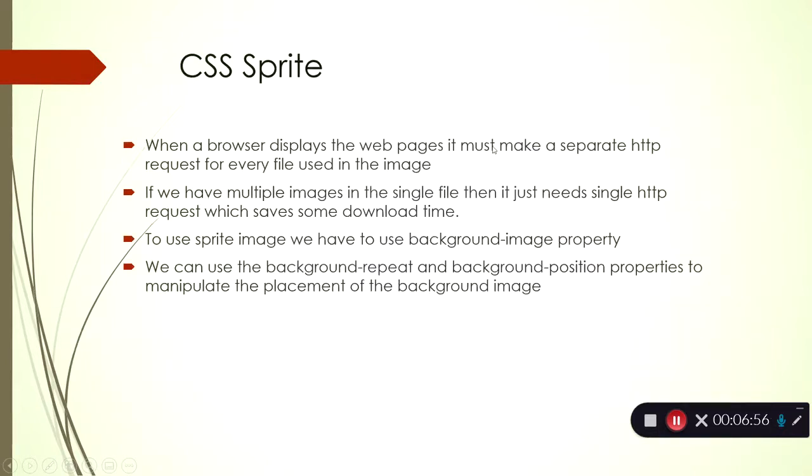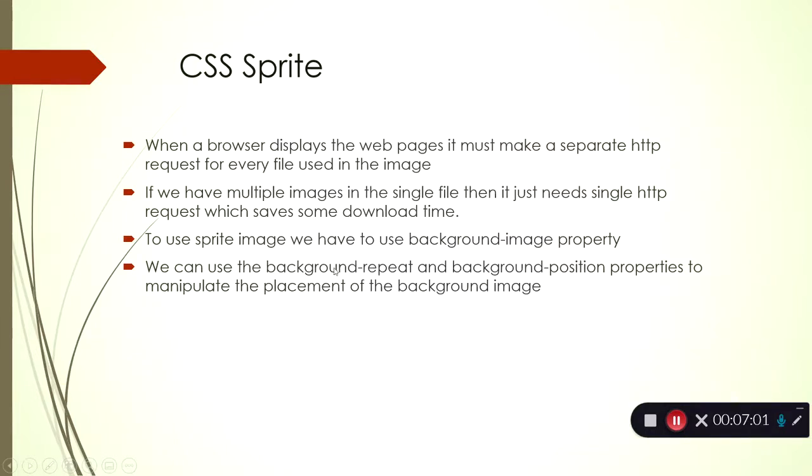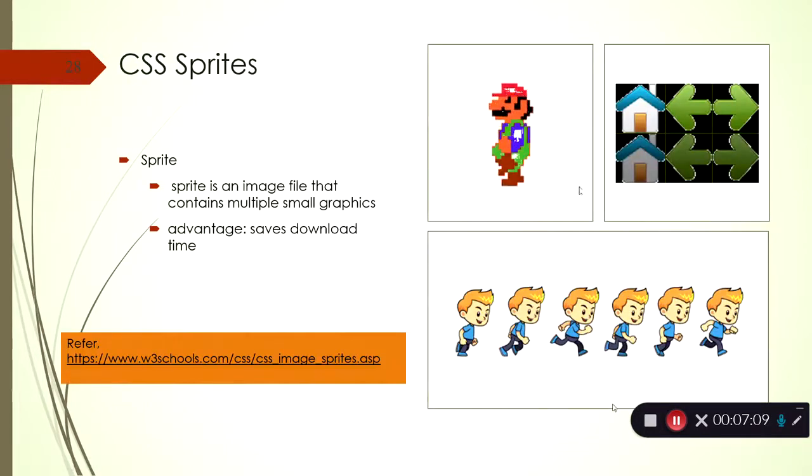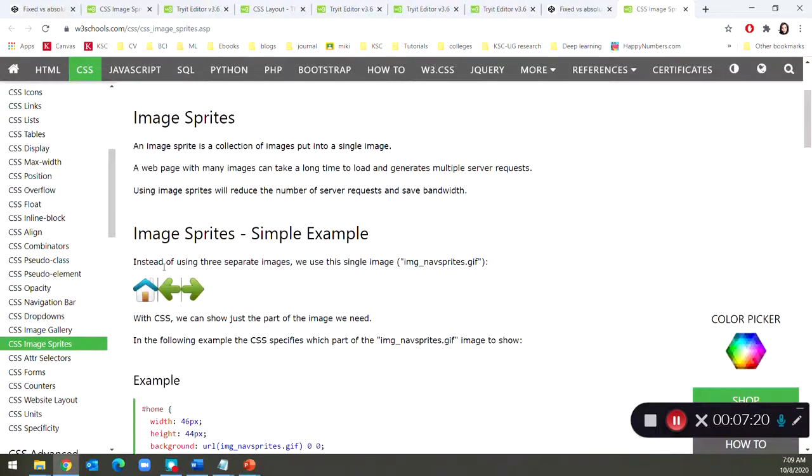You can keep all the images as a single image, as shown in the third image, and then just manipulate the background-position property to change the placement of each image according to the activity you are going to refer to. If that is not clear, we can refer to W3Schools, where you can see this has three images. Instead of using three images separately, with three separate HTTP requests, we are going to use a single image, so the HTTP request and download time is for a single image.